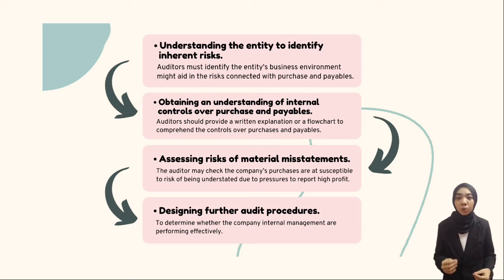Next, auditors should obtain an understanding of internal control over the purchase and payable area by preparing a written explanation to give a clear vision about the control over the company's purchase and payable. So thirdly, the auditor may assess the risk of material misstatement by checking whether the company's purchases have the potential to be understated due to the pressure to record a high profit.